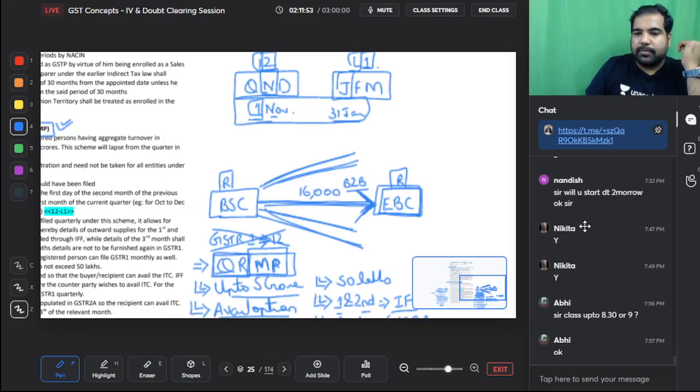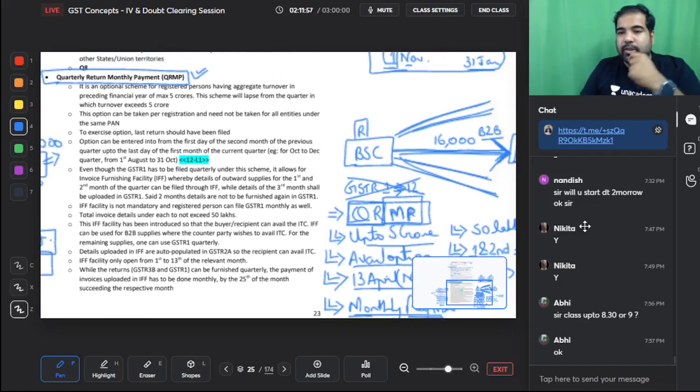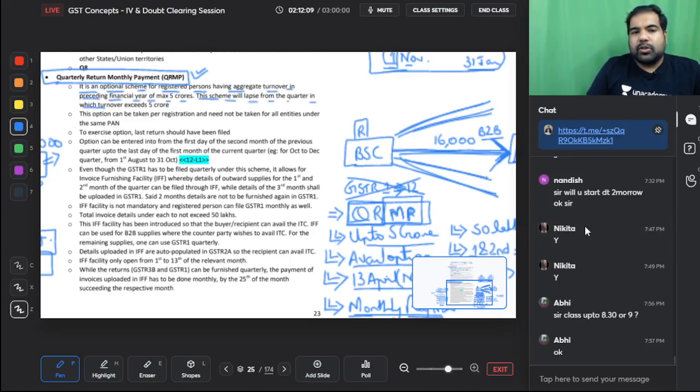Let's read this, guys, very, very carefully because it's new and an MCQ is expected on this. It is an optional scheme for registered persons having aggregate turnover in the preceding financial year of maximum 5 crore. This scheme will lapse from the quarter in which the turnover exceeds 5 crore. The option can be taken per registration and need not be taken for all the entities under the same PAN. To exercise the option, the last return should have been filed.